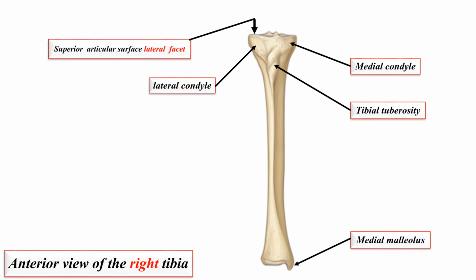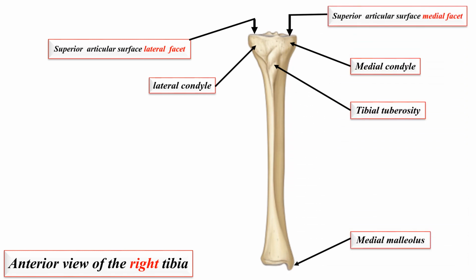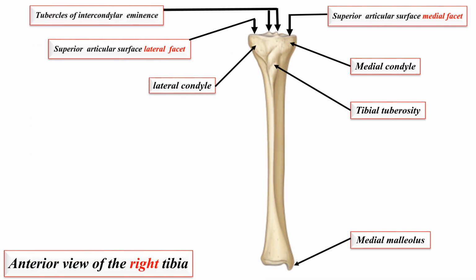This is the superior articular surface. This area we call the lateral facet of the superior articular surface, for articulation with the lateral meniscus and the lateral femoral condyle. This is the medial facet of the superior articular surface, for articulation with the medial meniscus and the medial femoral condyle. Between the medial and lateral facets, there are two tubercles, the tubercles of the intercondylar eminence.